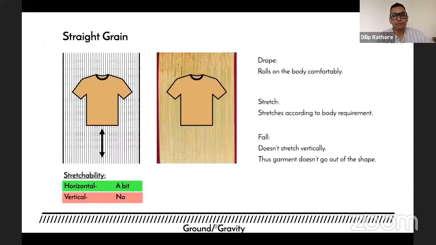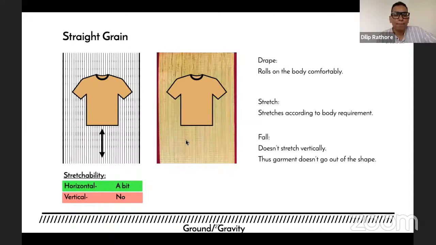Let's see. So straight grain, to make it easy for you to understand, I have put a picture over here of a mat. If you've seen the mat made of grass, the vertical is the grass and the horizontal is a thread. If you are having difficulty understanding the grain through the illustration here, you can see here. This mat can roll horizontally. Vertically you cannot roll this because the grass is vertical, it's straight, it's stretched.